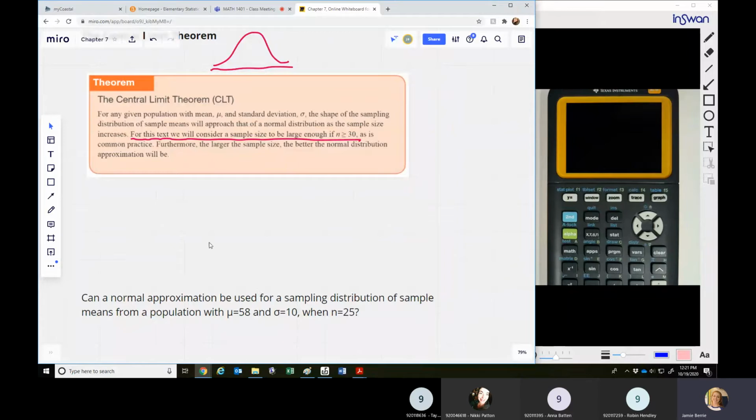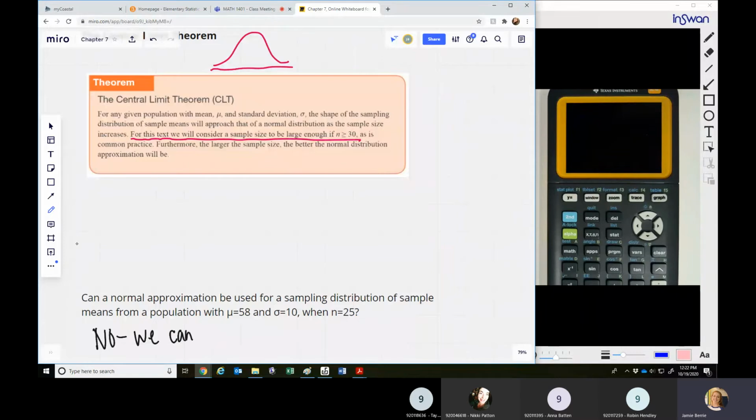This might sound complicated, but it's actually pretty simple. It says, for this text, we will consider a sample size to be large enough to use the normal distribution approximation if the sample size is greater than or equal to 30. This sample size is not greater than or equal to 30, so we would say no.